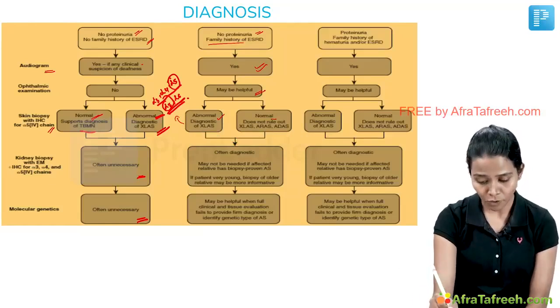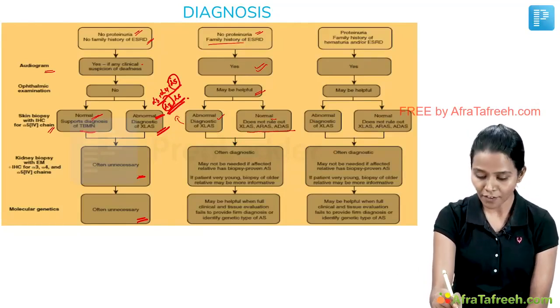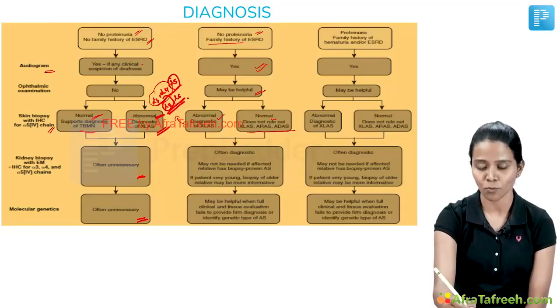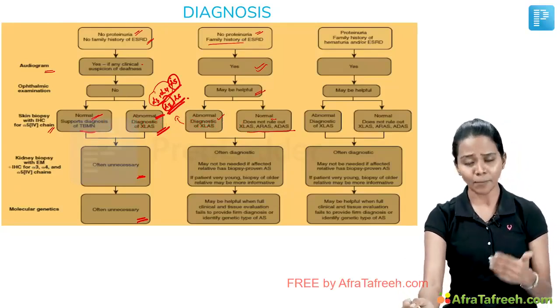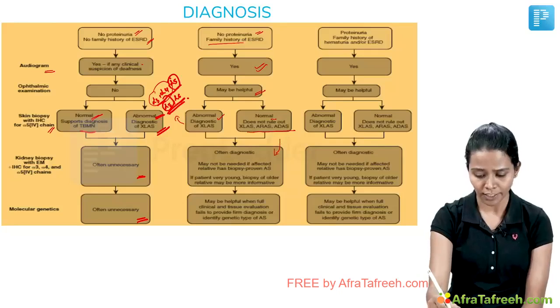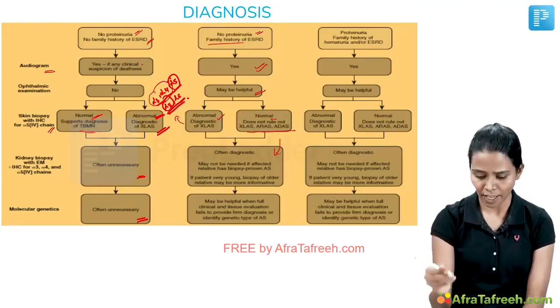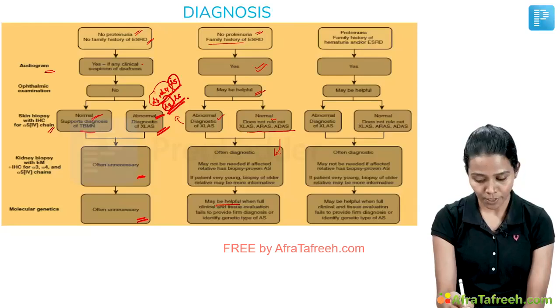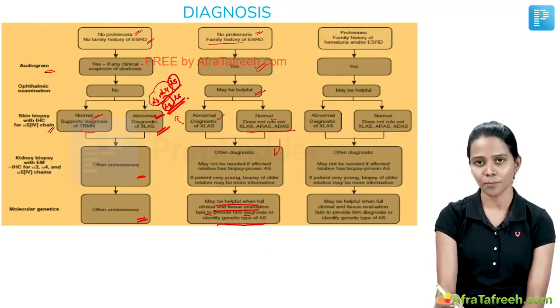But if it is normal also, it does not rule out autosomal types. Okay, that is, if alpha 5 is present also, it will not rule out autosomal types, because alpha 3, alpha 4 is what is seen. Right. So in this situation, it is sometimes required to go ahead and do kidney biopsy, because in kidney all three chains are present, that is alpha 3, alpha 4 and alpha 5. Okay. And molecular genetics also may be helpful when full clinical and tissue evaluation fails to provide a firm diagnosis or identify genetic types of Alport syndrome.